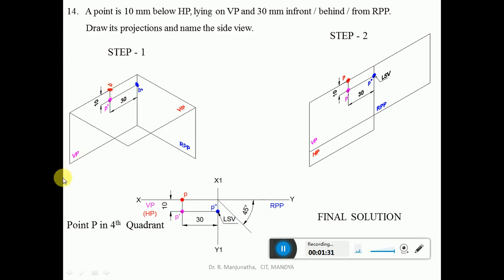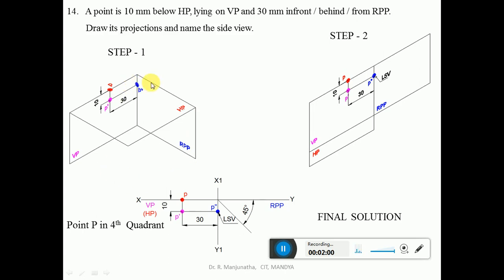And also when you look from the left side view, we can see the distance below HP and also on VP, both. That means we can see the distances of both the front view as well as the top view, and also both the front view and the side view will be lying on the same line. So this is how we can analyze it in 3 dimensions of the fourth quadrant.